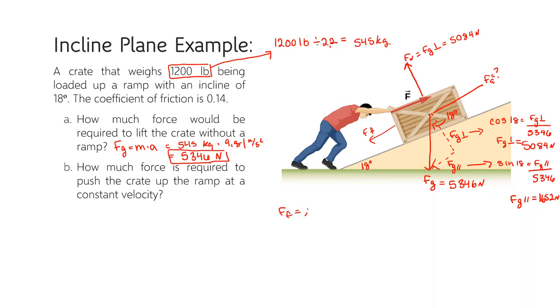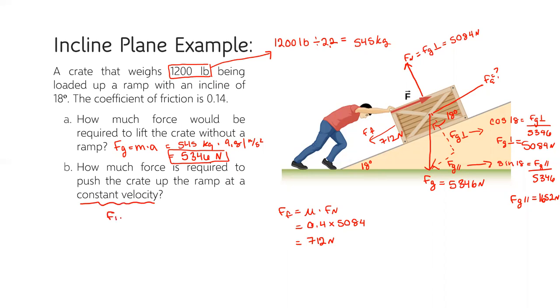Now that I have the normal force, I can find the force of friction. The force of friction is my coefficient times Fn, the normal force, and that would be 0.14 times 5,084, which is going to be 712. Okay, now we have all of our pieces. So how much force is needed to push the crate up the ramp at a constant velocity?